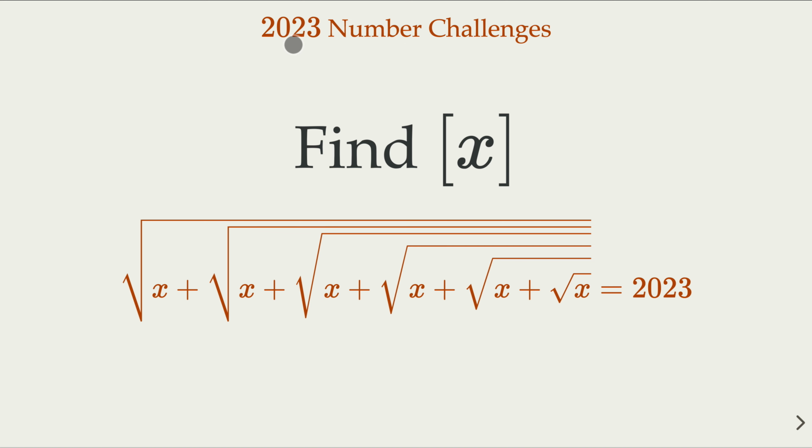This is another 2023 number challenge. We try to find the integer part of x which satisfies this equation here. We have 1, 2, 3, 4, 5, 6 layers of square roots, and the value equals 2023. We try to find x, the integer part of x.